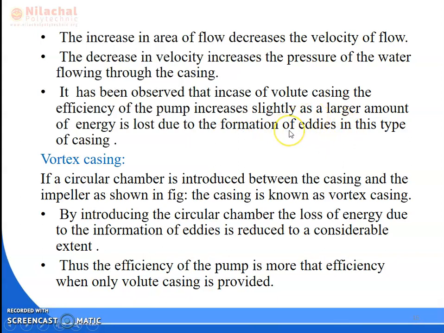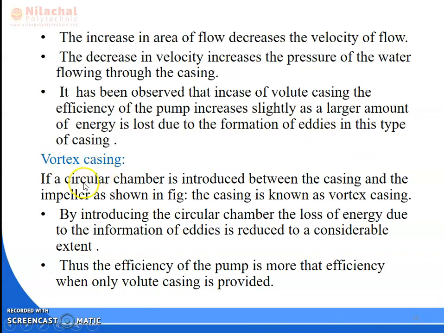Why will the eddies be formed? Because of the shape of the casing, when the water passes from a decrease to an increase in area, it will make some swell, and because of the swell some of the energy will be lost, so the pump efficiency will be slightly decreased. Okay. So to remove some of the eddies, what are you using? You are using a vortex casing.